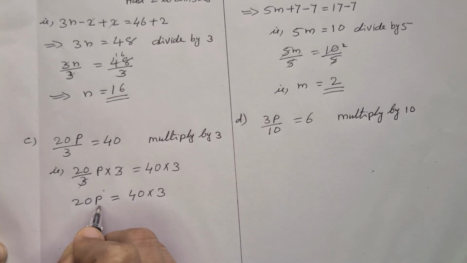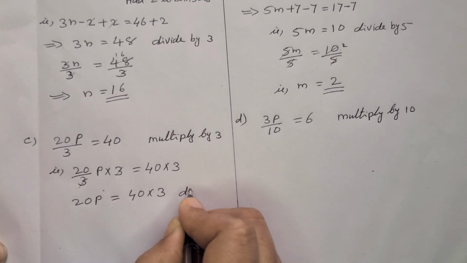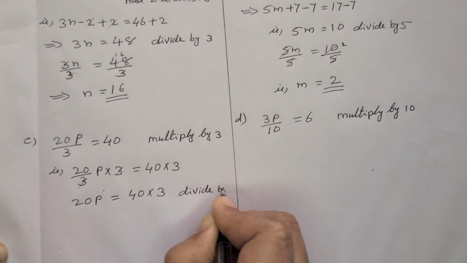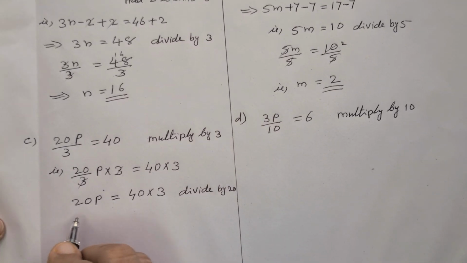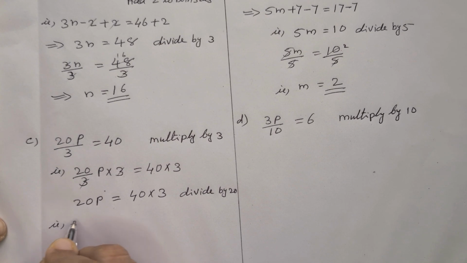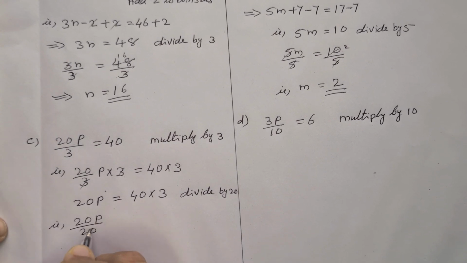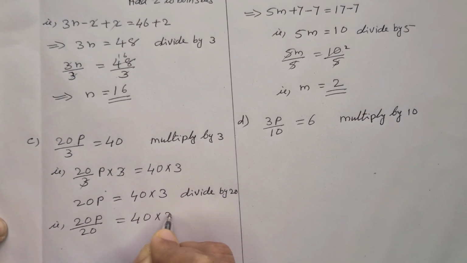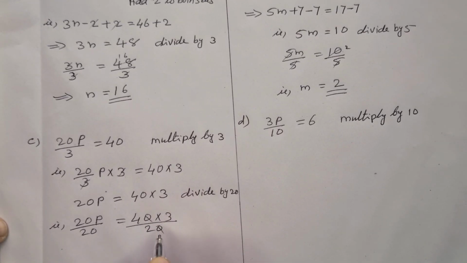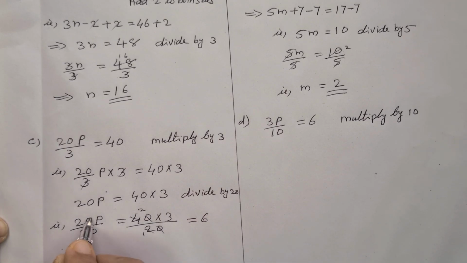Now we have to divide by 20. You can multiply, otherwise leave the same. Divide by 20. So here when we are dividing, 20p by 20 is equal to 40 into 3 by 20. Here we can cancel, or we can divide by 10, and also here 2 one time, here 2 times. So 2 into 3, 6. This side 20 will cancel, which implies p is equal to 6.